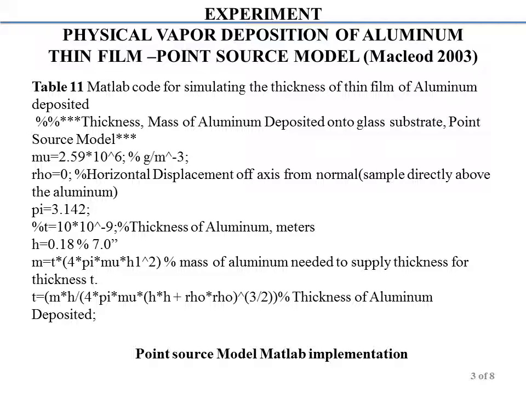In the next slide, we show a MATLAB implementation for simulation of the point source model, which, by varying the parameters, you can get the precise thickness of thin film aluminum deposited from a particular height, and so very useful code to manipulate the thickness of the thin film.